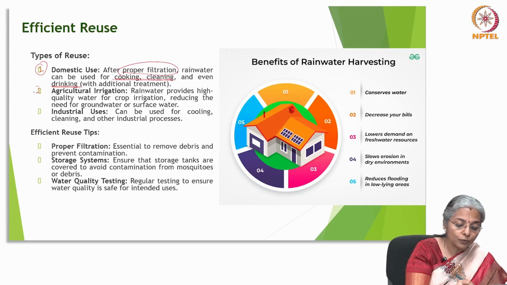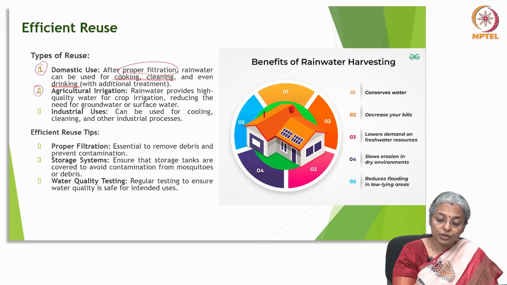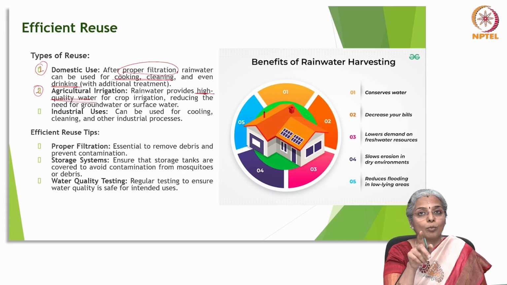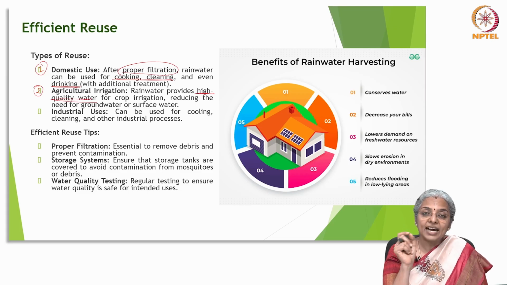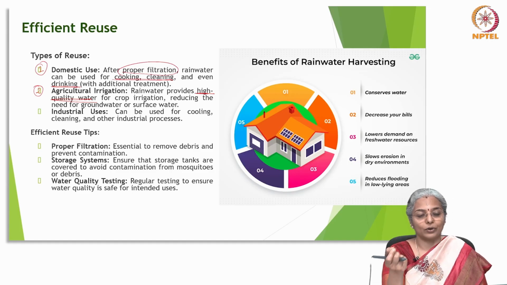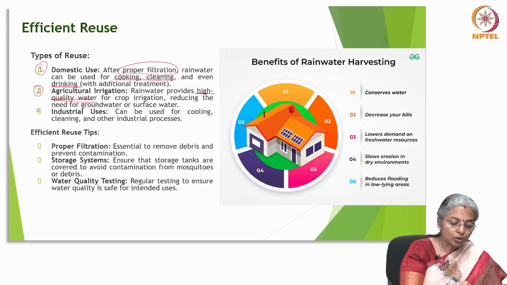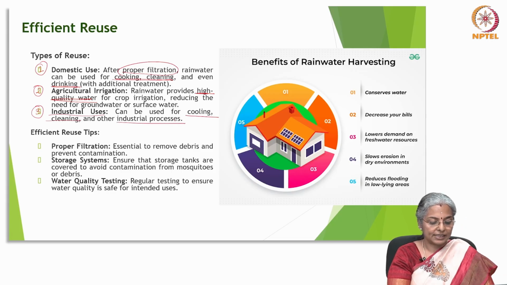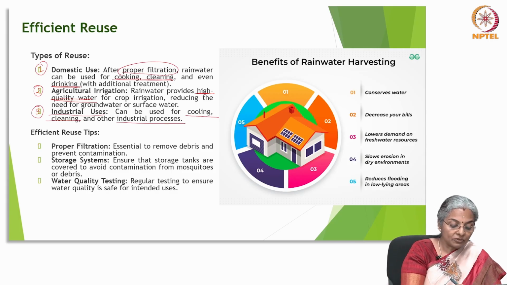Second, it can be used for agriculture purpose, because you can have high quality water. Rainwater is one of the purest forms of water. So you can get very high quality water, and by using this you can reduce the strain on your underground aquifer. Third, it can also be used for industrial purposes, where it can be used for cooling, cleaning and other industrial purposes. So the best way to use these is that first you should filter it properly.